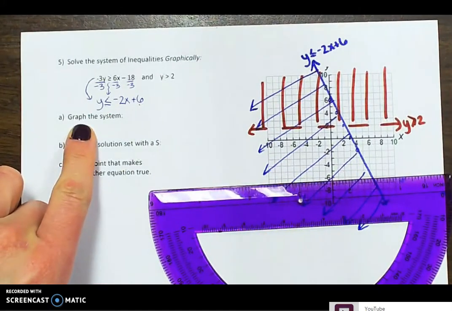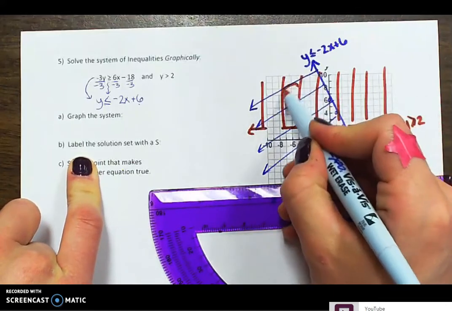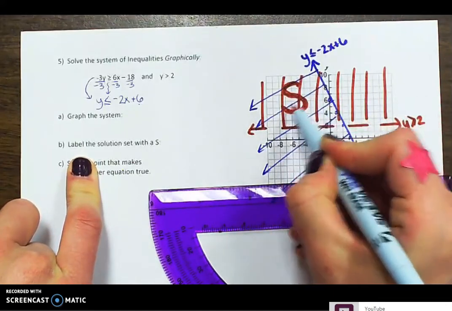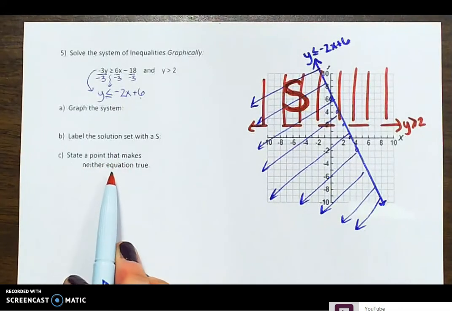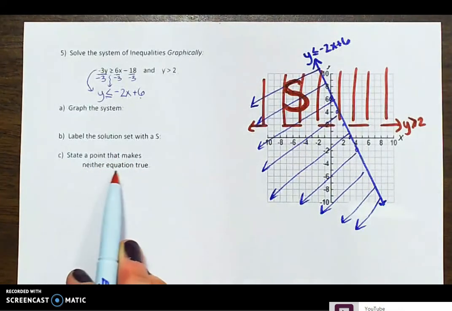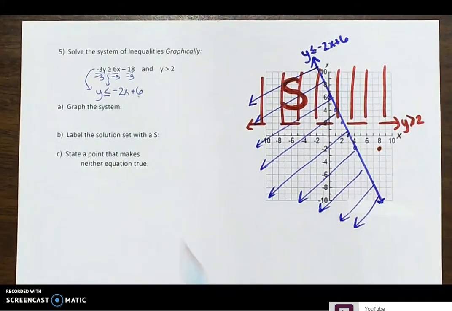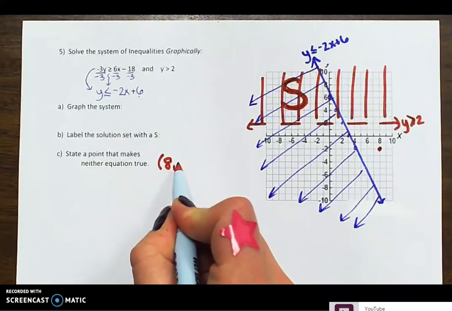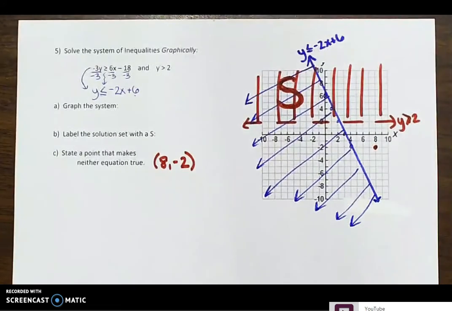Okay, so graph the system was part 1. Part 2, label the solution with an S. So I'm going to put an S there. Okay, and then part C, state a point that makes neither equation true. So neither equation true means there's no shading. I'm going to come over here and I'm going to pick 8, -2. And we've got it.